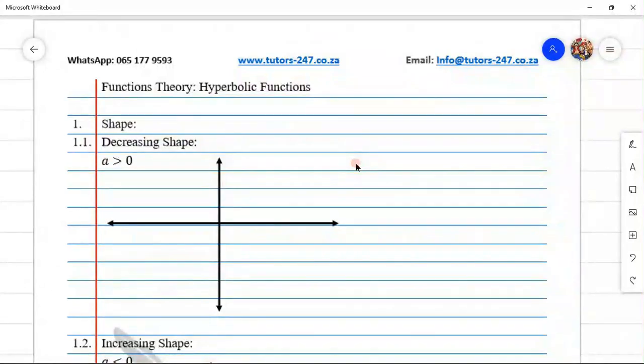Our topic of discussion today is functions, specifically hyperbolic functions. Whenever we're looking at a function, it's important to be able to identify that function by its shape. Whenever we are dealing with a hyperbolic function, they basically look like curves in opposite quadrants.